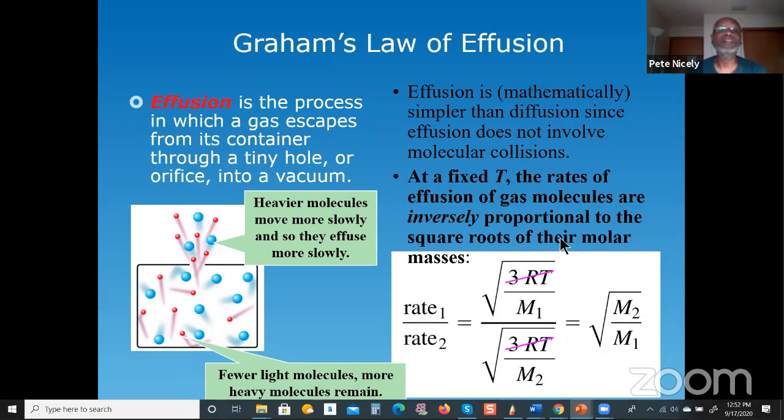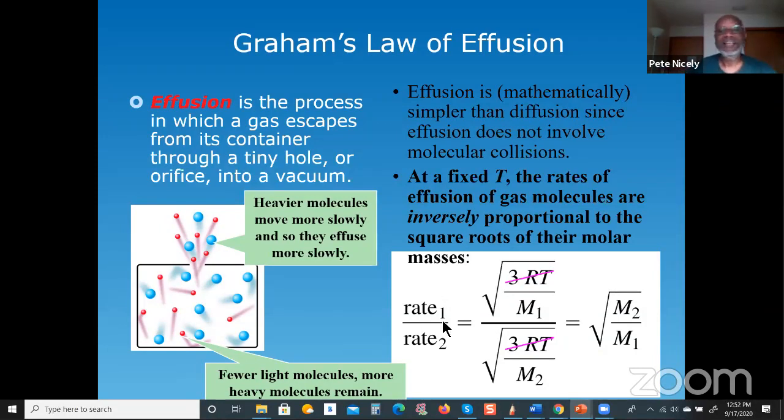And that's basically what we call Graham's law of effusion, right? This is a mathematical expression of it. In terms of how you express this law in words, this is the way you express it. At a fixed temperature, the rates of effusion of gas molecules are inversely proportional to the square root of their molar masses, all right? And again, that makes sense. The heavier the molecule, the lower the rate of effusion, and vice versa.